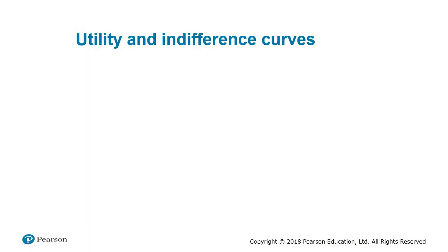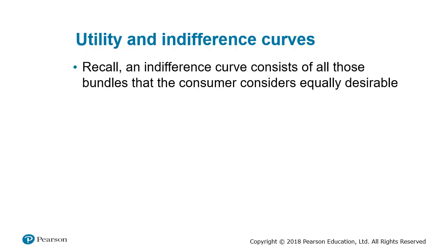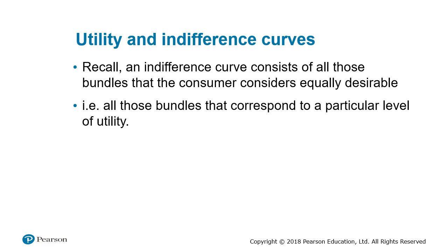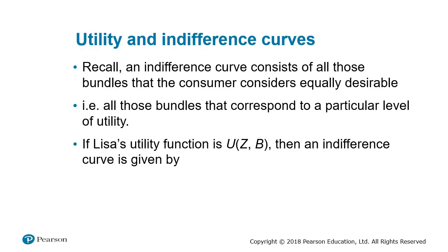Now let's think about how utility relates to our indifference curve analysis. Remember, an indifference curve joins up all those bundles of goods that the consumer considers equally desirable, or all the combinations of goods that take her to the same level of satisfaction. In other words, all the bundles that correspond to a particular level of utility. So if Lisa's utility function is U is a function of Z and B, then on her indifference curve, we would say utility is constant. So U with the bar over the top shows that we have a constant value for utility as a function of pizza and burrito consumption.